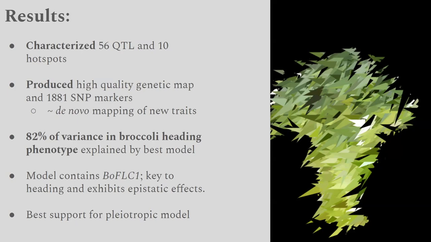A kind of surprisingly unanswered question is, why do broccoli plants make broccoli heads? Well, we have lots of little pieces of information, but we ultimately don't really know. The best QTL model for the broccoli heading phenotype that we produced from this analysis explains about 82% of the variance in a plant's ability to form a broccoli head, which is exciting.